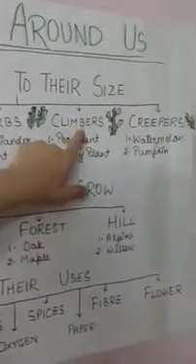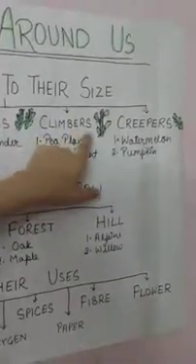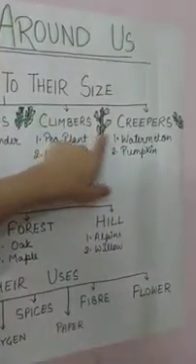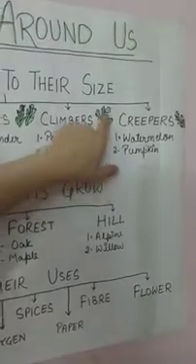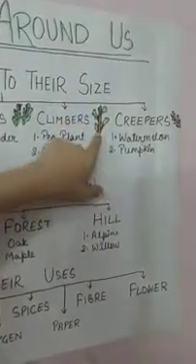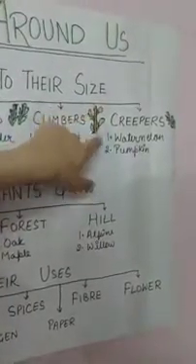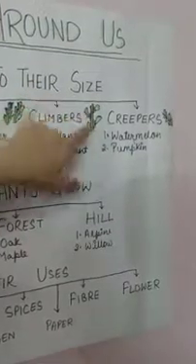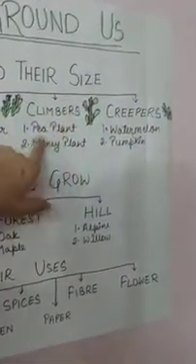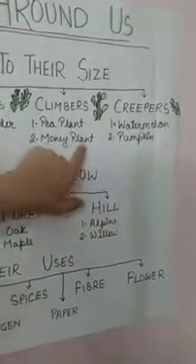Our next category, climbers. Climbers are the plants which have very weak stem. They grow vertically. They always need a support to grow in vertical size. Some examples of climbers are pea plant, money plant.